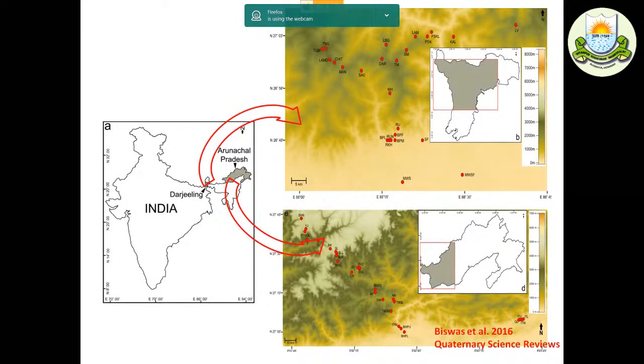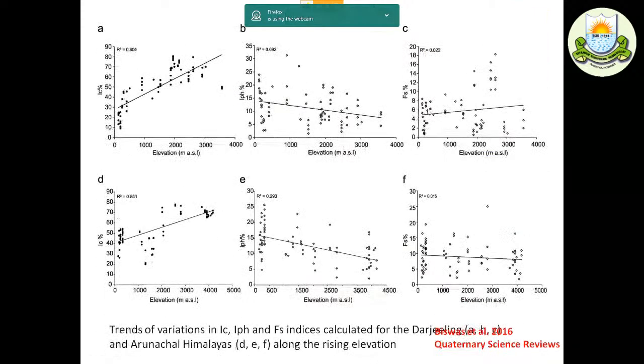Keeping in view all these questions, we started our study from two sectors of the Himalaya. We collected about 66 dominant grasses from Darjeeling and Arunachal Pradesh, as well as 147 surface samples, and we found that among these three indices, surprisingly in our case also, only IC is working, and IPH and FS are not working. Okay, let's forget about these two indices. Now concentrate on the IC.